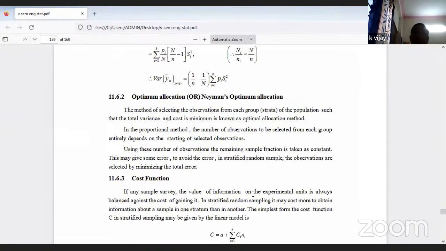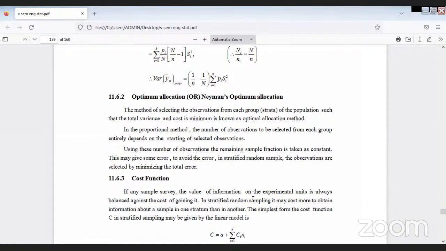Then we can do the optimal allocation. Very important. This is Neyman optimum allocation. Optimum allocation or Neyman optimum allocation. Are you understanding?